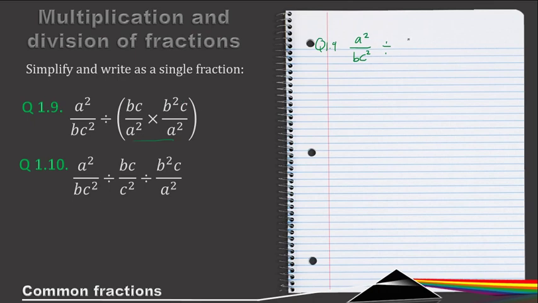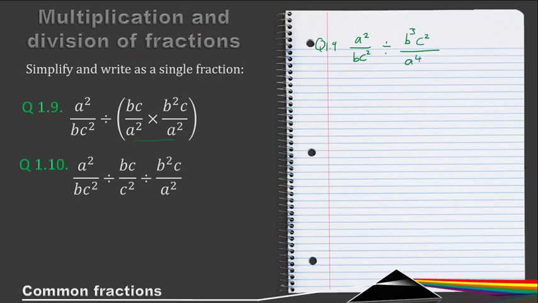So we have b times b squared is b to the power of 3, because remember we add our exponents, and then c squared over, that's c times c, then a squared times by a squared. If I add those exponents, I get a to the power of 4.